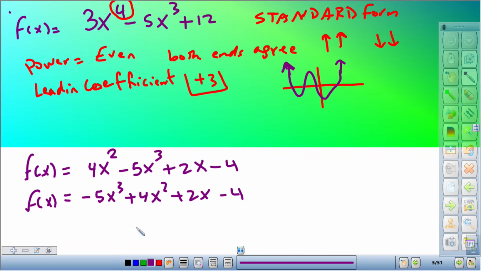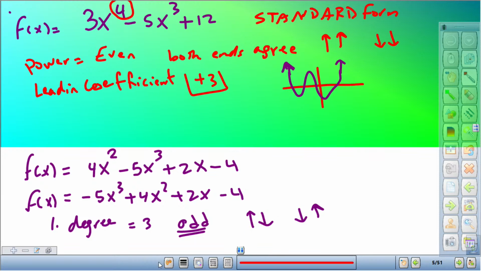Now I can look at two things. Number one is the degree. The degree for this one equals 3, which is odd. If the highest exponent is odd, that means the endings will be at odds with each other. One is going to go up, the other one is going to go down. These are two cases here. Which one is it?